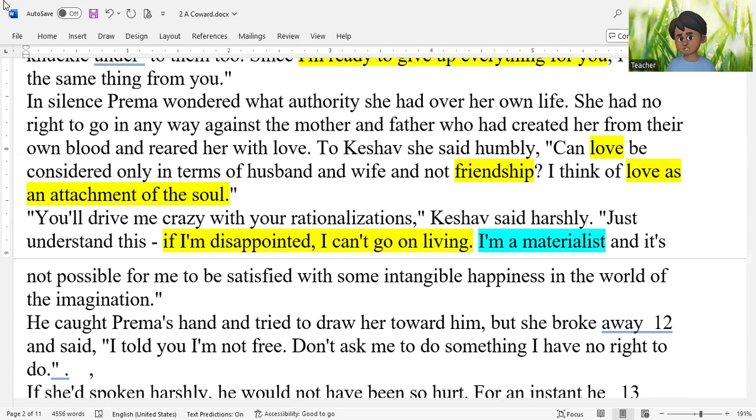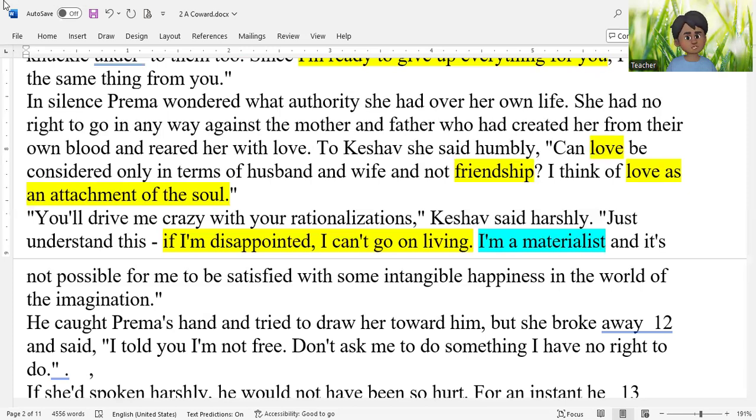Now, ask a question. If women do not have control over their own life, who has control over their life? Now the clear answer comes: the father has control over their life, the brother has control over their life, the male has control over their life. "She had no right to go in any way against her mother and father, who had created her from their own blood and reared her with love." So you can clearly see how much in our society parents control children.